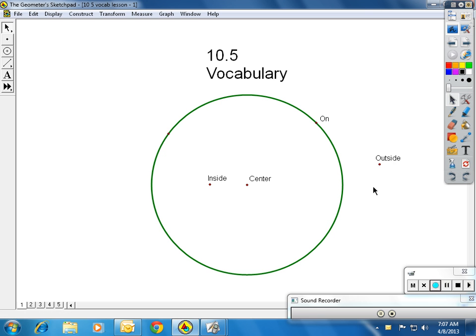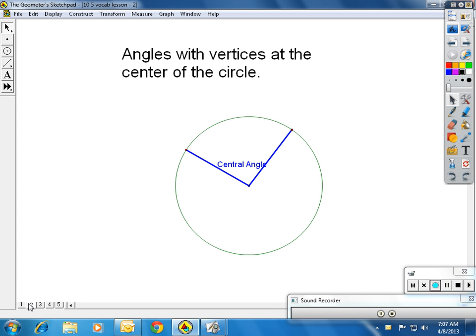Okay, so let's go ahead and look at the first group, which we're very familiar with. That is the central angle. A central angle has its vertex at the center of the circle. We call it a central angle. And you know something about those angles and their arcs and all of that. So, central angle. Okay, angles at the center.